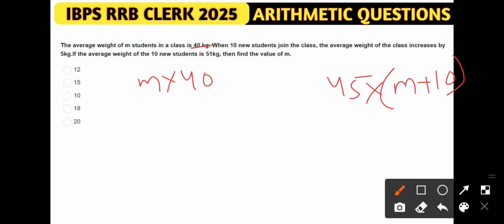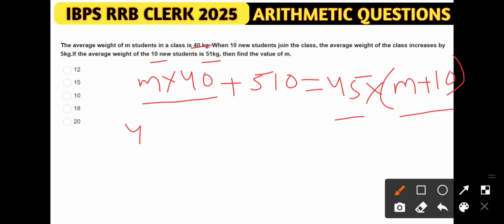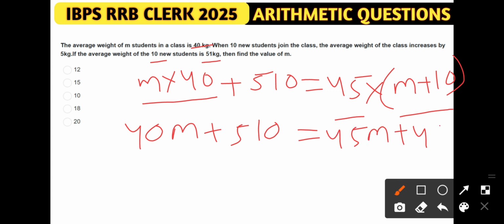Now the question asked is: if the average weight of the 10 new students is 51, so the average weight of 10 students is 51, which means the total weight of the new students will be 10 into 51, which is 510. Then the total weight of m plus 10 students is 45 into their number, so this is the equation we have: 40 m plus 510 equals 45 m plus 450.